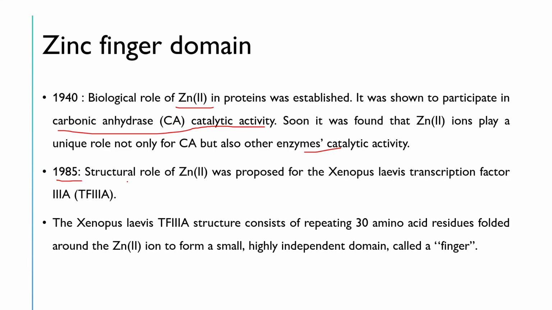In 1985, a structural role of zinc was proposed for the Xenopus laevis (African clawed frog) transcription factor 3A, that is TF3A. The Xenopus laevis TF3A structure consists of repeating 30 amino acid residues folded around the zinc ion to form a small, highly independent domain called a finger. Why is it named a finger? Because it looks like one.